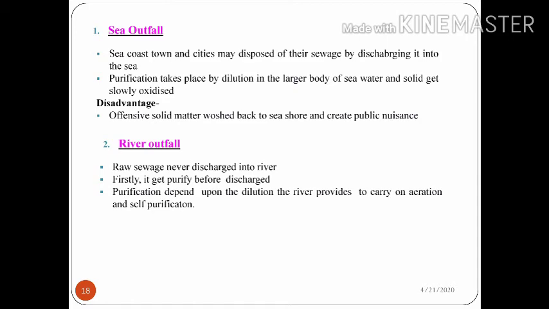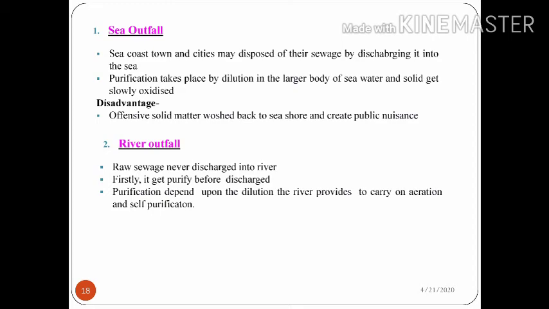Purification takes place by dilution in the large body of seawater, and the solid gets slowly oxidized. The drawback of this method is that the offensive solid matter may be washed back to the shore and create a public nuisance. In order to prevent this, sewage outfall may be designed to discharge the sewage into deep water at many points. The second one is river outfall.